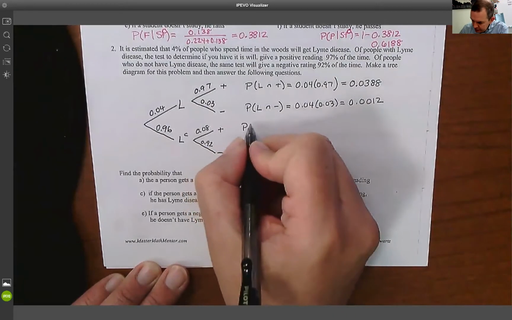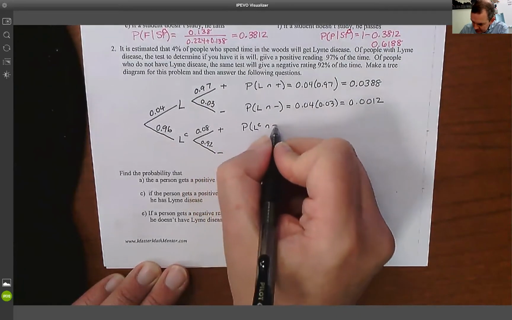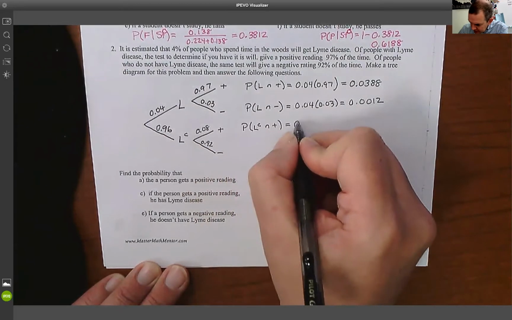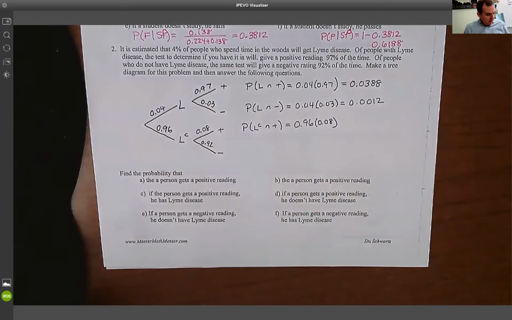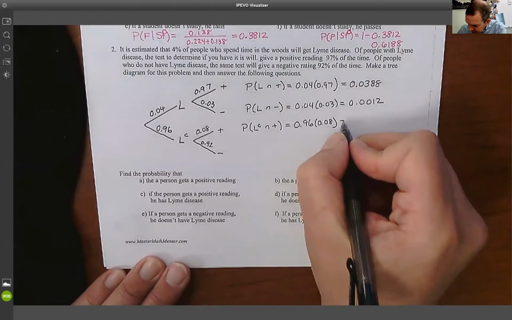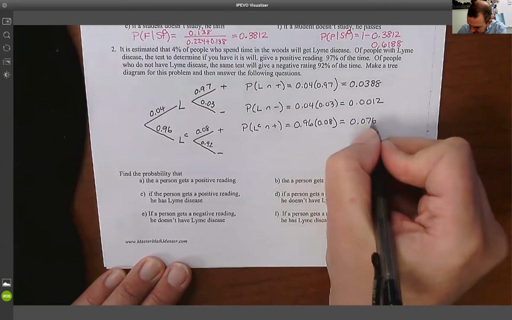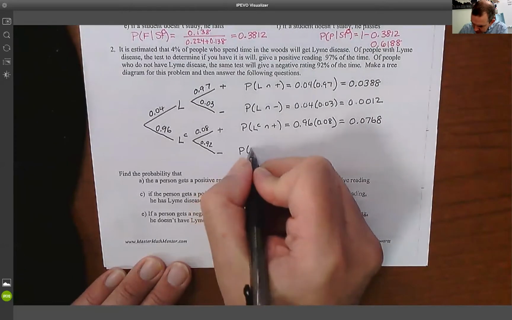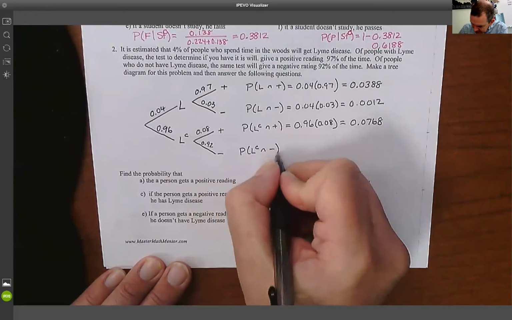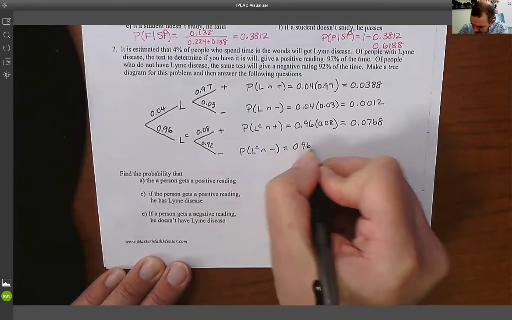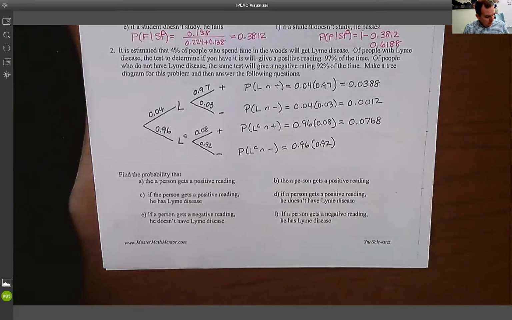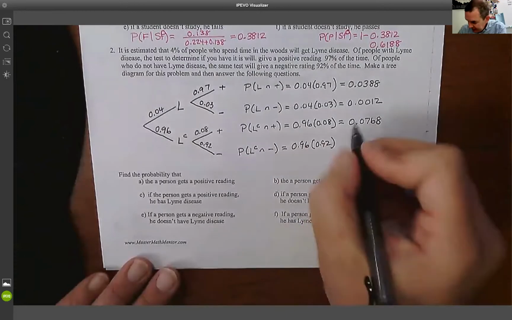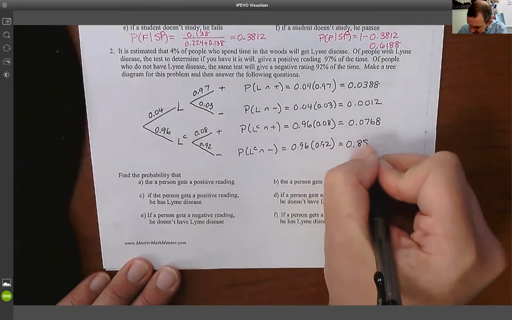To just finish it off, probability of not having Lyme disease and testing positive, 0.96 times 0.08, and that's about 7.68%. Probability of not having Lyme disease and testing negative, 0.96 times 0.92, and that's going to give me 88.32%.